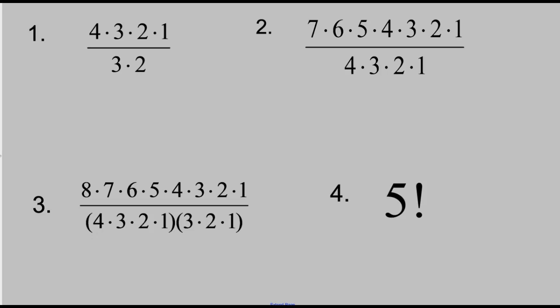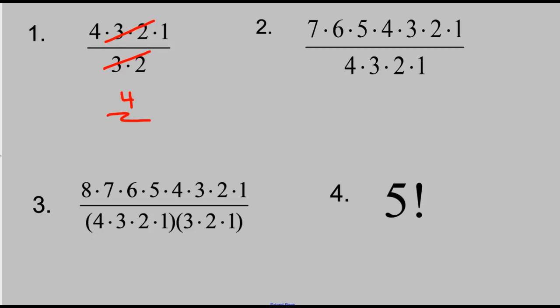If you have 4 times 3 times 2 times 1 over 3 times 2, would that reduce at all? You could reduce, right? You could take this 3 times 2 part, because you're multiplying all of them together, and reduce it with the other 3 times 2 part, and this would end up being just 4. Agree?